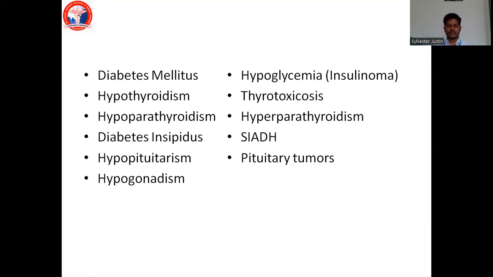Parathyroid hormone deficiency causes hypoparathyroidism. Excess causes hyperparathyroidism. Vasopressin deficiency causes diabetes insipidus. Excess causes syndrome of inappropriate ADH secretion. Similarly, pituitary deficiency of any one hormone causes hypopituitarism. Deficiency of all the hormones causes panhypopituitarism, and in case of a tumor, it will have a hormonal excess.